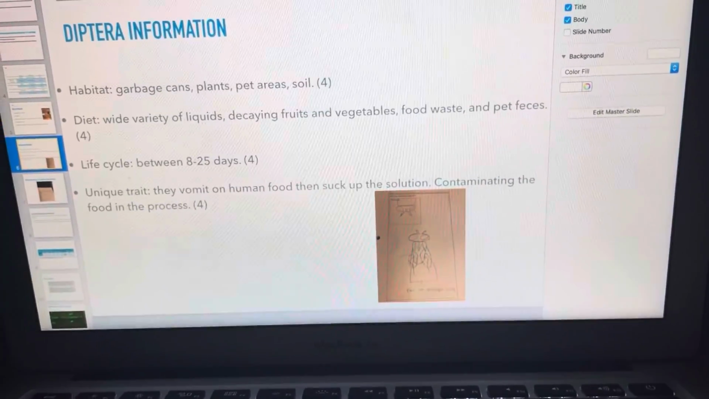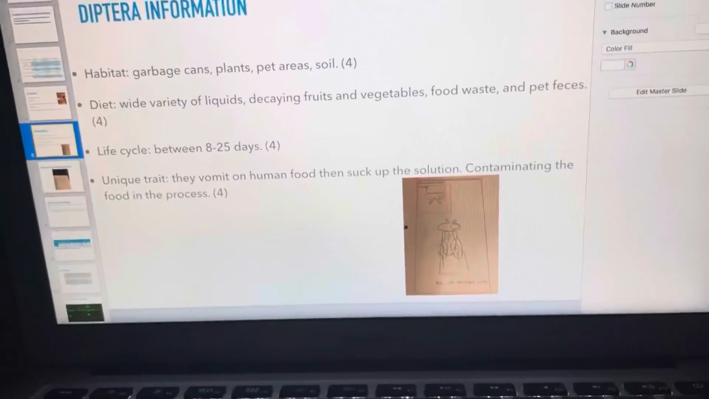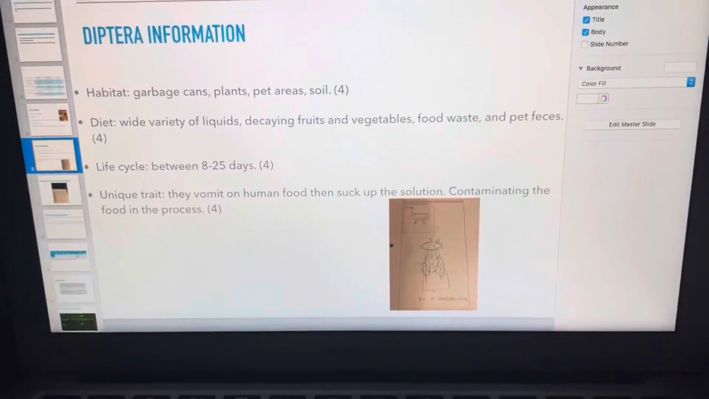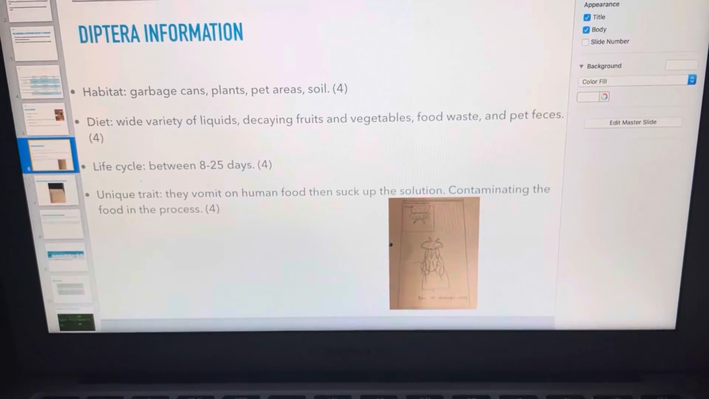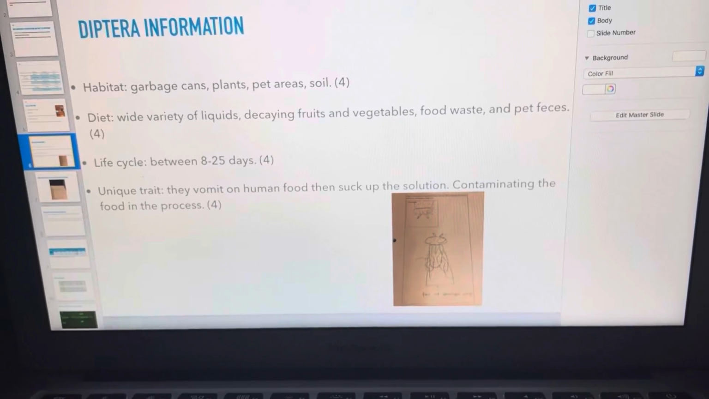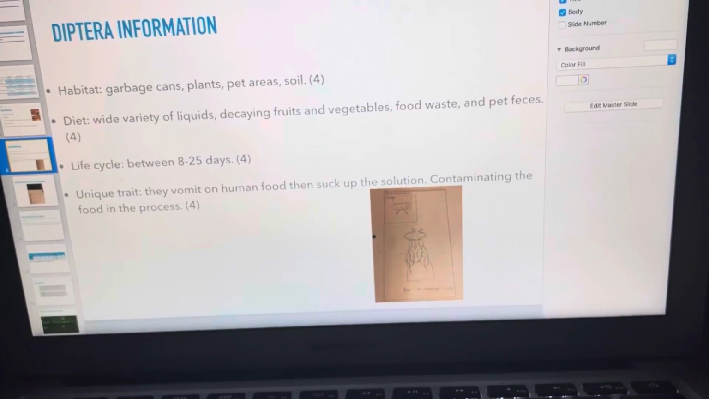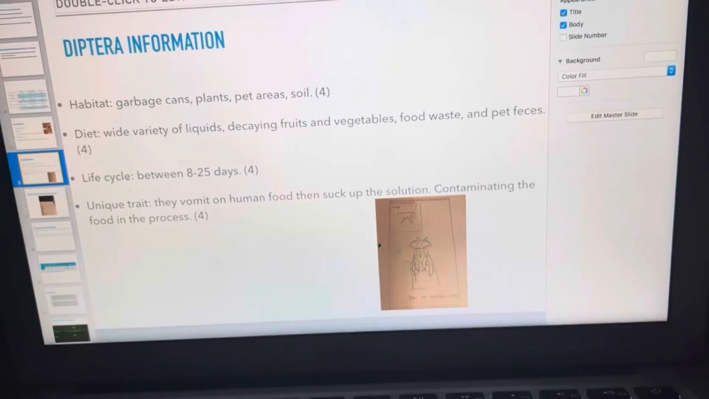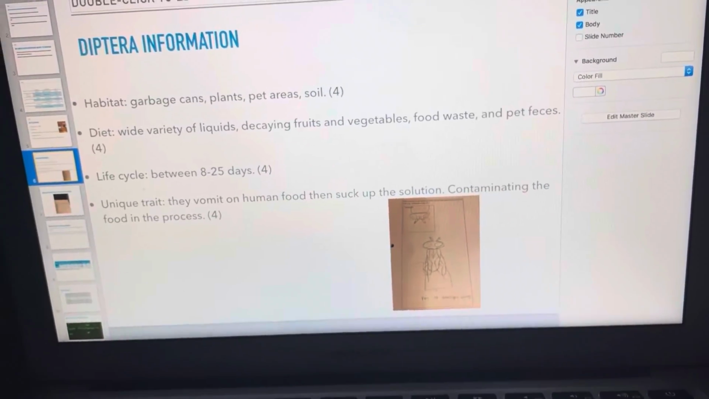Flies, or dipteras. Their habitat is mostly garbage cans, plants, pet areas, and soil. Their diet consists of a variety of liquids, decaying fruits and vegetables, food waste, and poop. Their life cycle is between a week to 3 weeks, so 8 to 25 days.